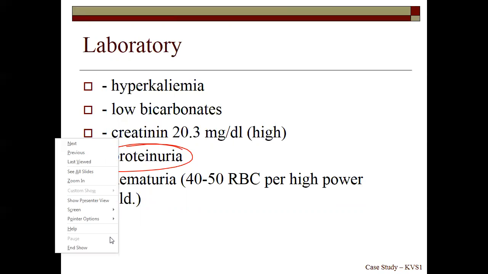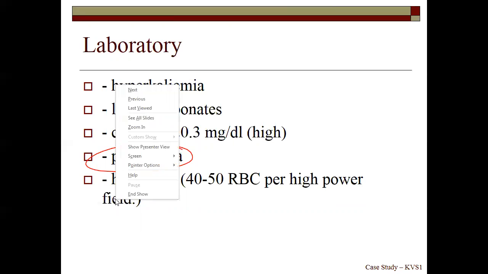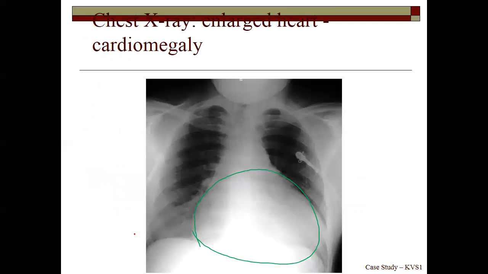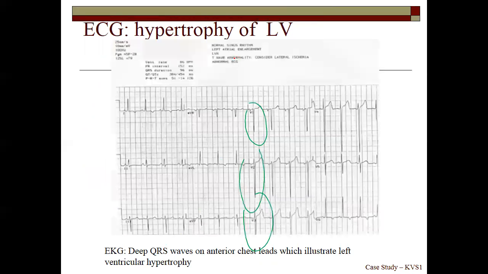Is that coming from familial? Yes. Yes, that is absolutely where that's coming from. This is his heart. I didn't realize I left that drawn on there yesterday, but does that look normal? No. He's got cardiomegaly by all means. He's got left ventricular hypertrophy. He's got deep QRSs.